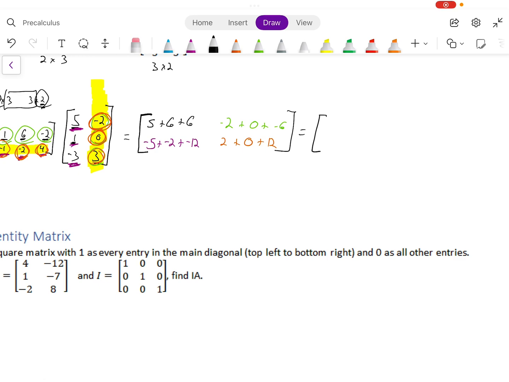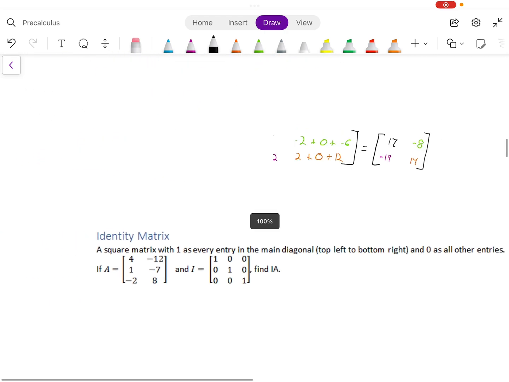Five, 6, and 6, that's 17. Negative 2, 0, and negative 6 is negative 8. Negative 5, negative 2, and negative 12 is negative 19. And 2, 0, and 12 add up to 14. And there is that product. So that was C times D.